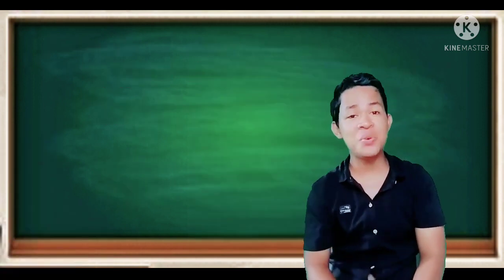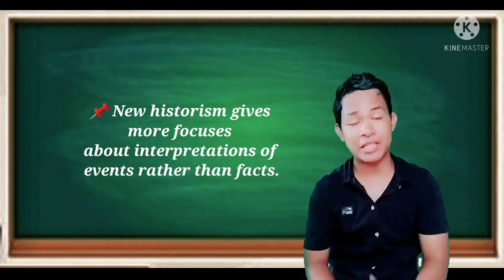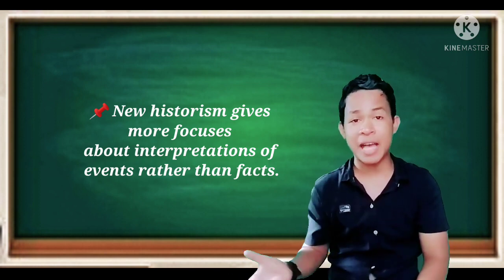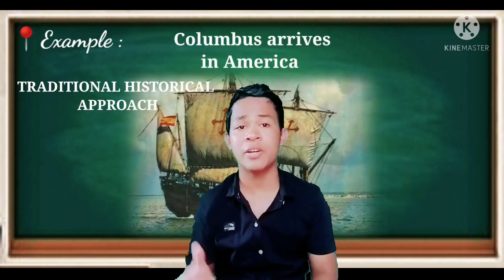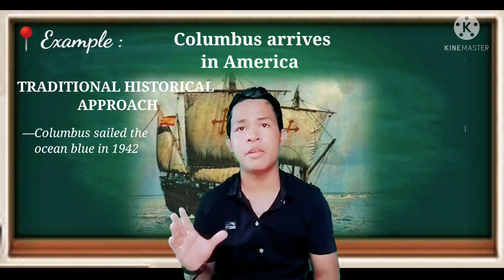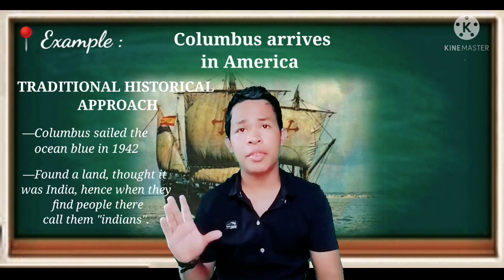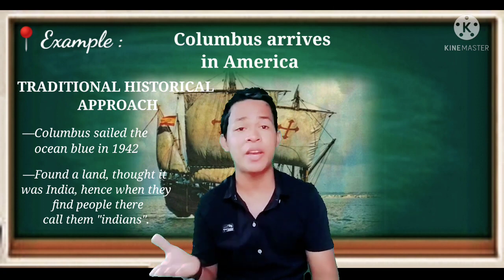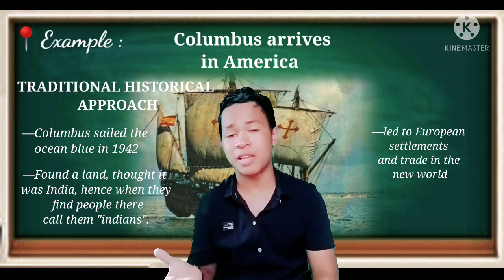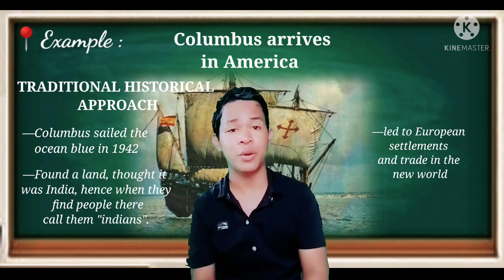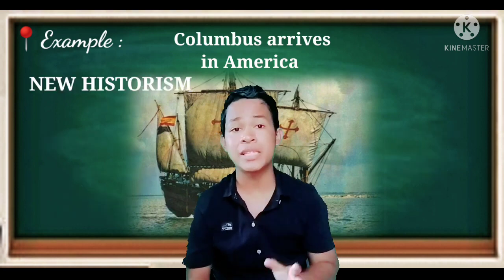In addition, new historicism focuses more on the interpretation of events rather than facts. For example, Columbus arrives in America. The traditional historical approach will only say that Columbus sailed the ocean blue in 1492, thought it was India, called the people he found there Indians, and this led to European settlements and trade in the New World. That is only the traditional historical approach.